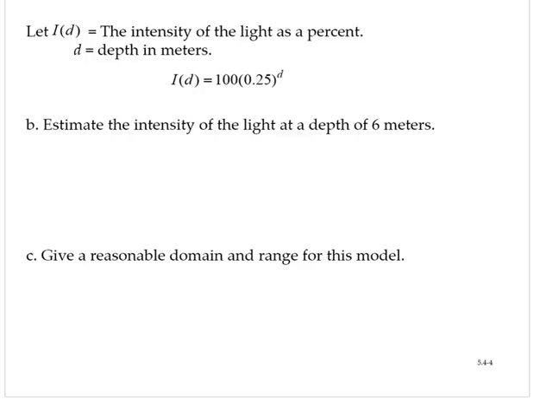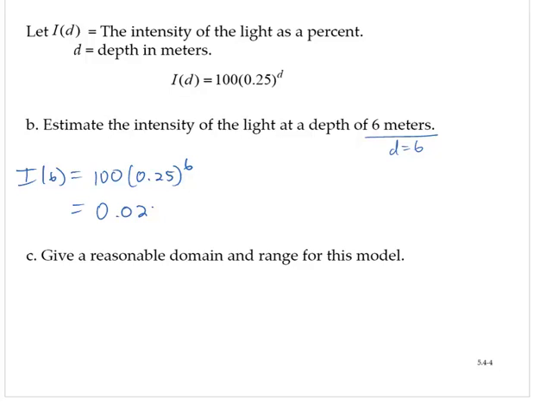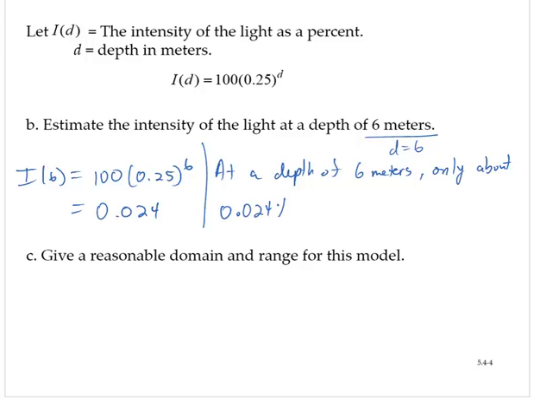Part B. Estimate the intensity of the light at a depth of 6 meters. So, 6 meters, that tells me that D is equal to 6. I of 6 would be equal to 100 times 0.25 to the 6th power. On the calculator, that gives me 0.024. So, at a depth of 6 meters, only about 0.024% of the light intensity remains.